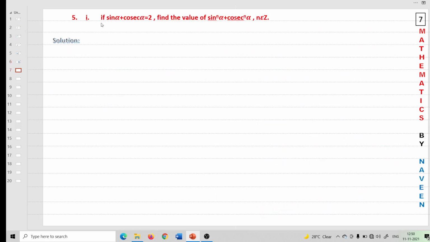Next problem. If sin alpha plus cosec alpha is equal to 2, find the value of sin power n alpha plus cosec power n alpha for all n belongs to Z. Given that sin alpha plus cosec alpha is equal to 2. Equation number 1. If n is equal to 2, in this equation, we have to find sin square alpha plus cosec square alpha, right?